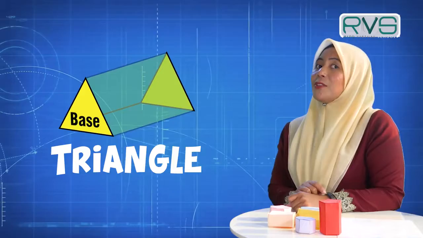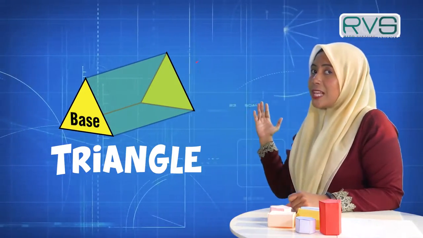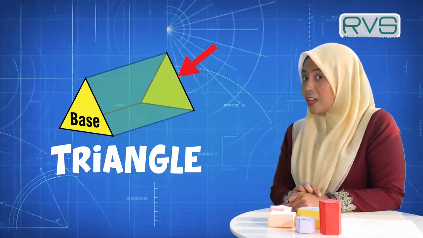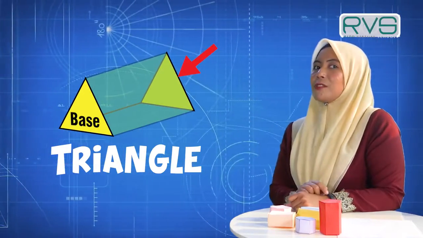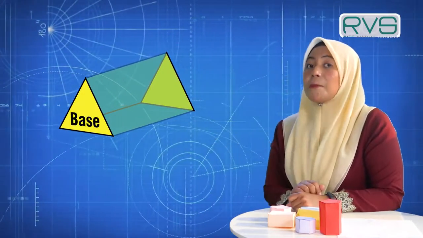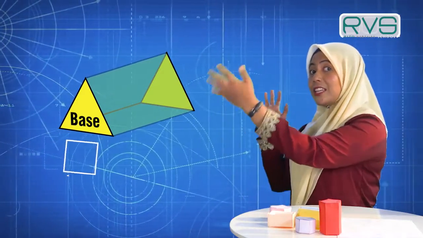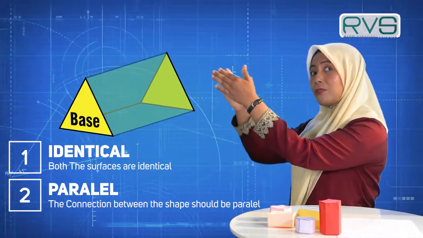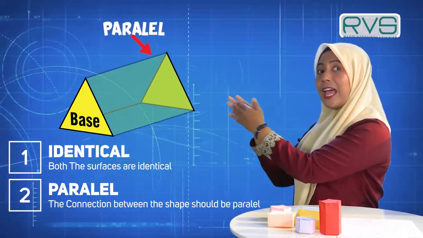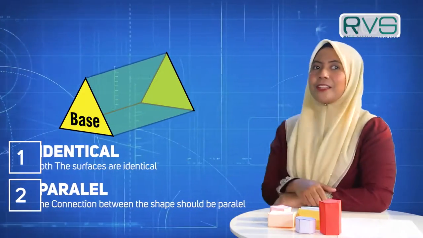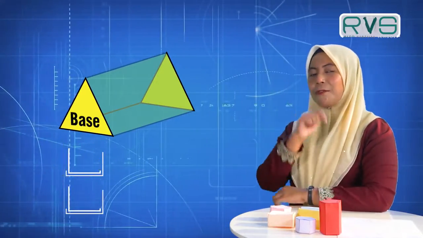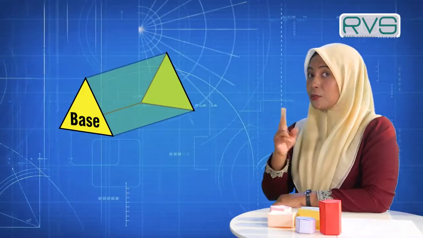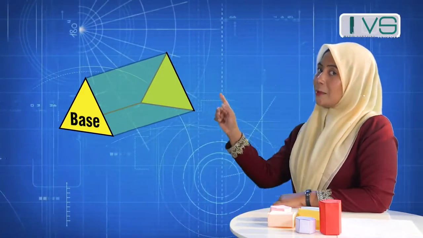Can you see one more base at the back, which is parallel with that base, and is also a triangle? So very good. This is the meaning of the prism, which is identical and parallel: one base to the other base is parallel and the same shape. Alright, understand? Okay, very good. Now, number 1 identical, number 2 parallel.